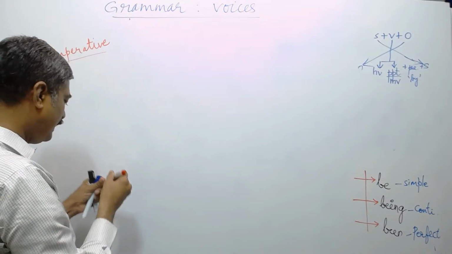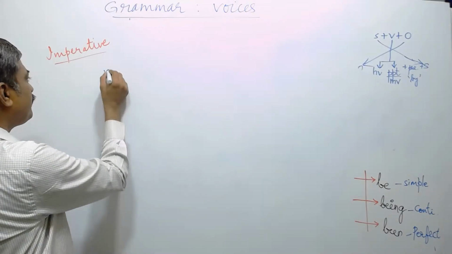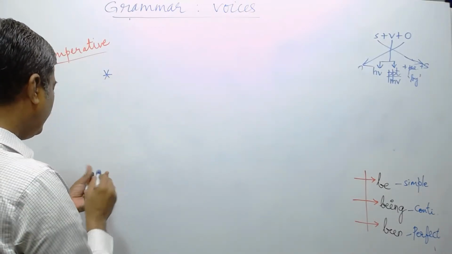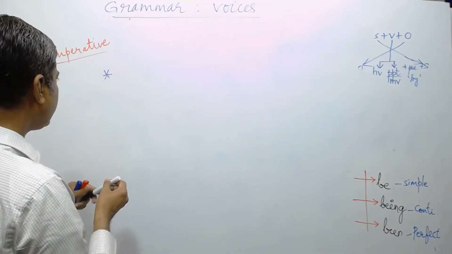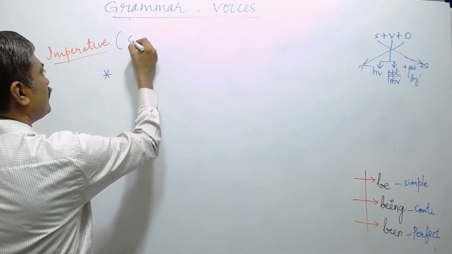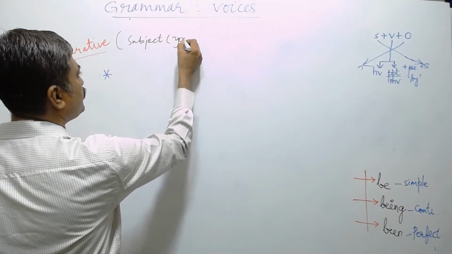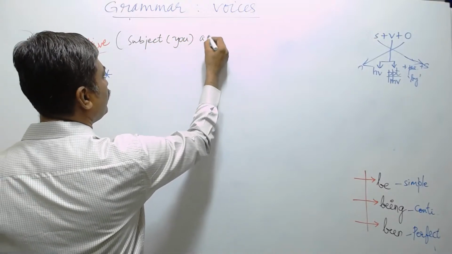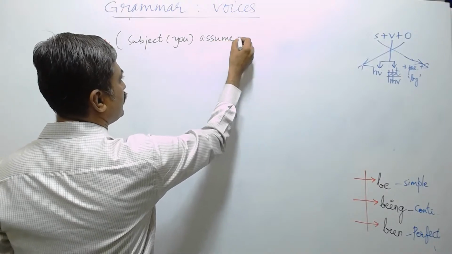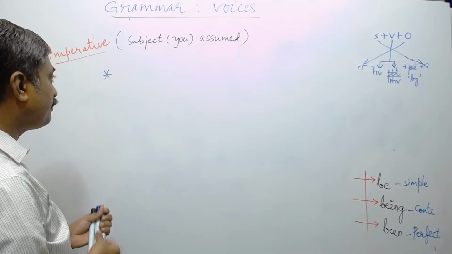So let's take one example here. What could be an imperative sentence? Always remember, in the imperative sentence, the second person subject is assumed. The subject, that's you, is assumed in imperative sentences. And so what do we do for that? For example, this one.